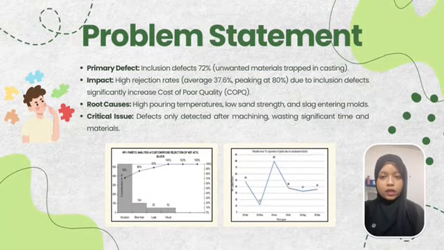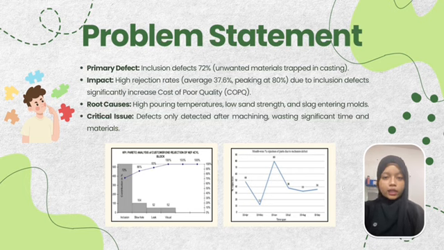Next is the problem statement. The main problem identified in this case study is the high rejection rate in cylinder block casting, which is mainly caused by inclusion defects originating from supplier-related quality issues. The company recorded an average rejection rate of about 37.6%, with some cases reaching as high as 80%, indicating a serious quality control problem. These defects occur when unwanted materials, such as slag, become trapped inside the casting during the metal pouring process. Contributing factors include improper pouring temperature, low sand strength, and poor sand compatibility.